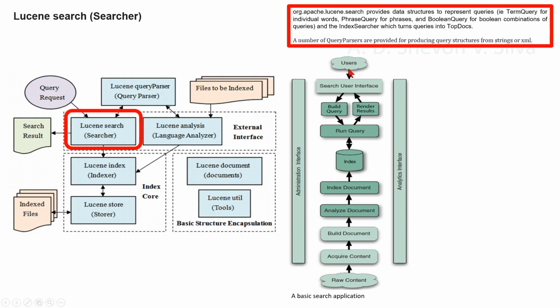And here users are connected to search user interface. Search user interface is connected to build query. Build query is connected to run query. Run query is connected to interacts with index. Run query is connected to render result. Render result is connected to search user interface.